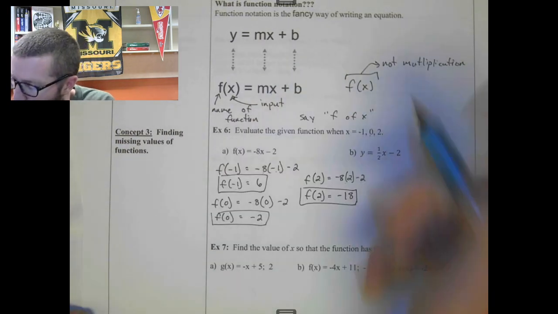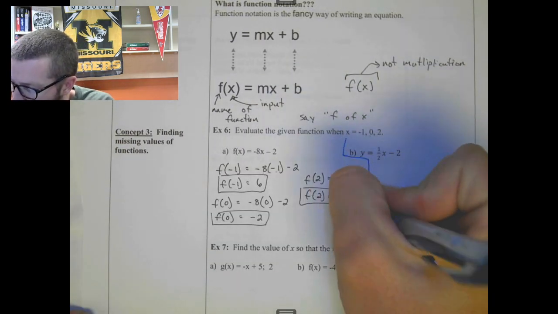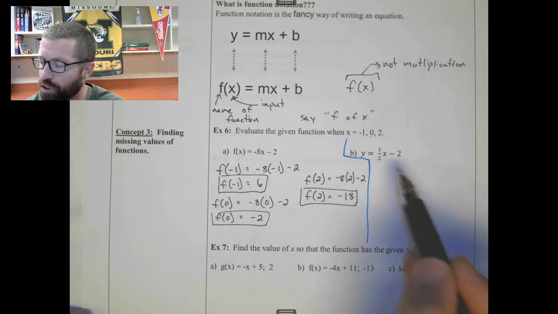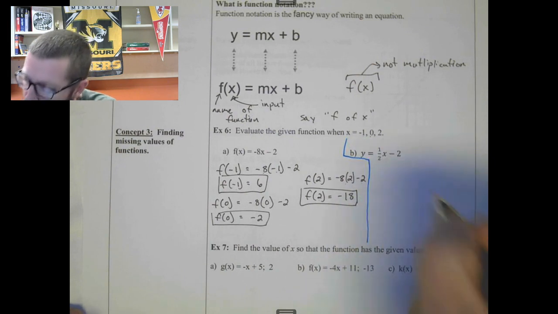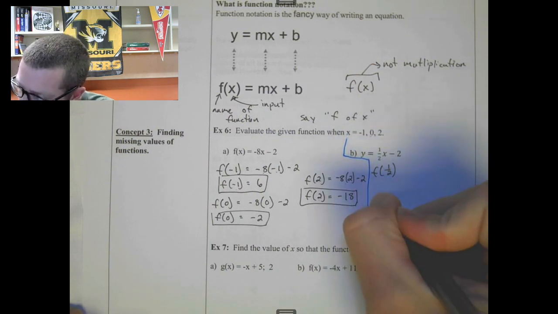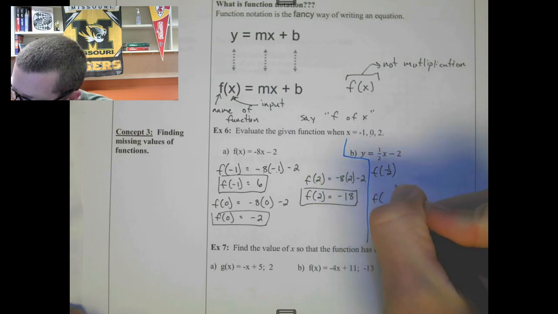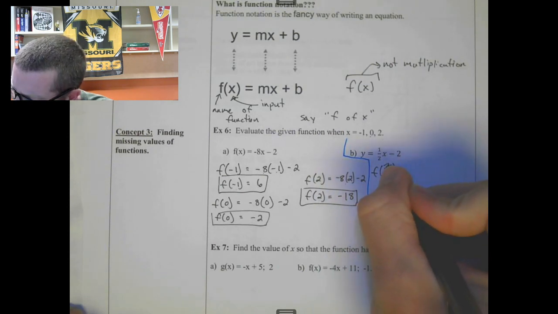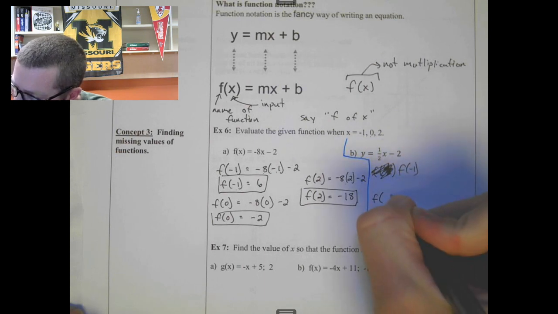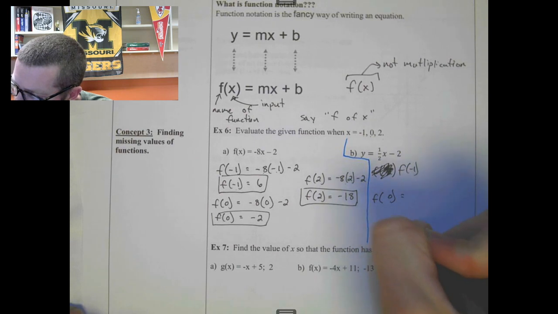Okay, and then we're going to do the same thing here. We'll go through this pretty quickly because the process is the same. So pause the video and try doing this for these values. You want f of -1. Let's rewrite the whole thing. f of 0, and then f of 2. So it's 3 different problems.